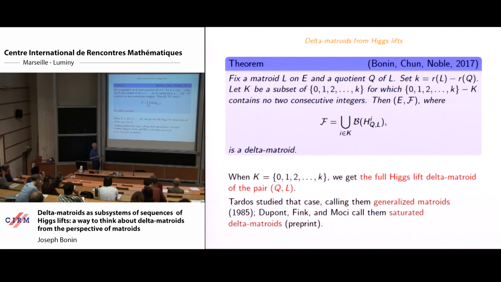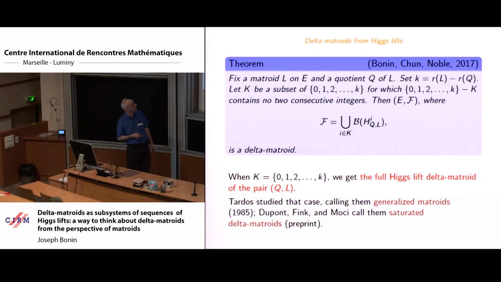Now, this particular construction in the special case of taking all the layers has actually been known for a while. We call it the full Higgs lift delta-matroid of the pair, but Eva Tardos was studying it in the late 80s under the name of generalized matroids. And it appeared again recently in a paper on the arXiv by several people here under the name of saturated delta-matroids. So, generalizing it to this is not a big step, but it's important for what we do.